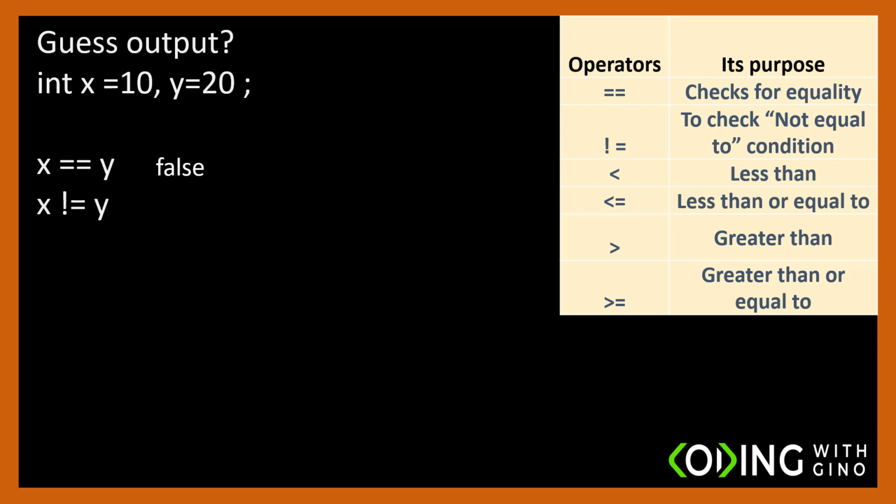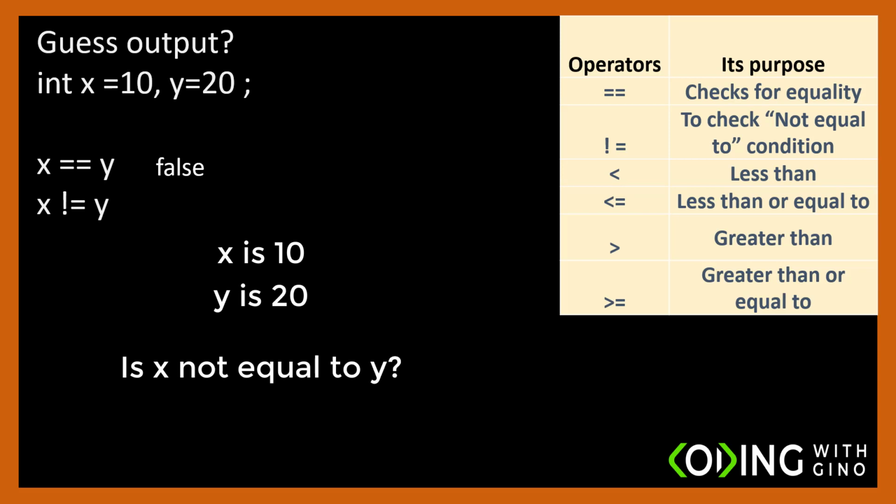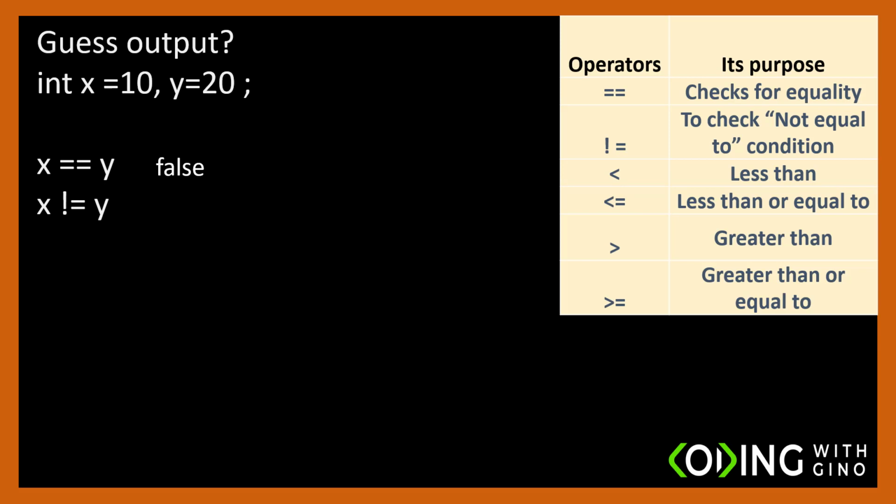Next, is x not equal to y? X is 10, y is 20. They are not equal. So, is x not equal to y? Yes. So the value returned by Java for this case is true. How about this next one? Is x less than y? Yes. This one is, hence, true.